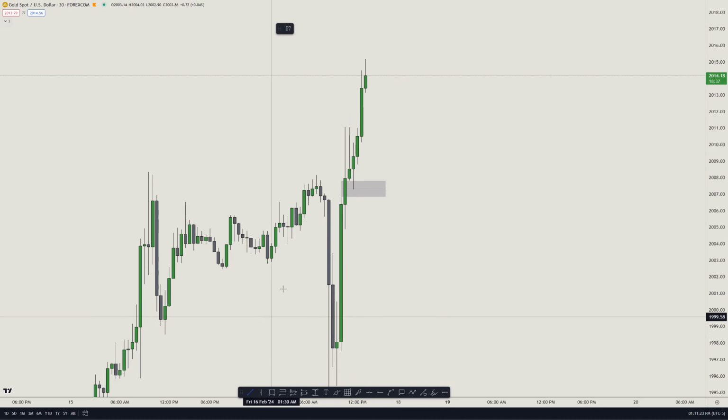There's your fair value gap. This is your breaker right here. We have a low printed into a high, into a lower low, giving us a bullish breaker here. Again, if you did not watch the video, I suggest you go watch it so you can determine what's a bullish breaker and what's a bearish breaker.